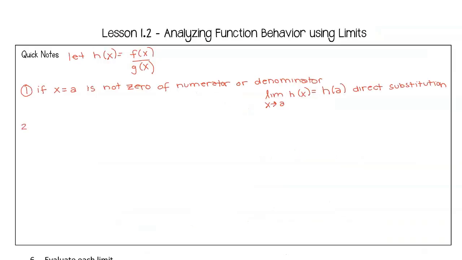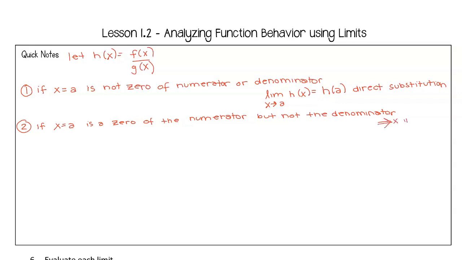Then another option would be if we have a value for x, we'll call our value a, and it is a 0 of just the numerator, not the denominator, then this is an x-intercept. So we'll say that the limit as x approaches a of h of x, this will equal 0. We did not have an example of that on the first page, but we will in the problems to come.